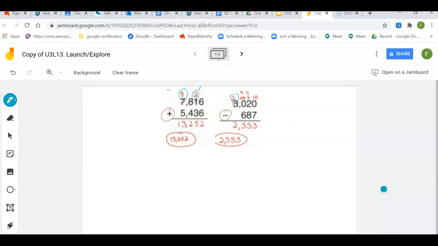Then you go to the hundreds column. You got the 8 plus 4 is 12. So you got the 12 written there. And when you regroup, you brought the 1 over. And here the person just added the 7 and the 1 together, and they got 8. And now you have the 8 plus 5 is 13. So you have your answer there.